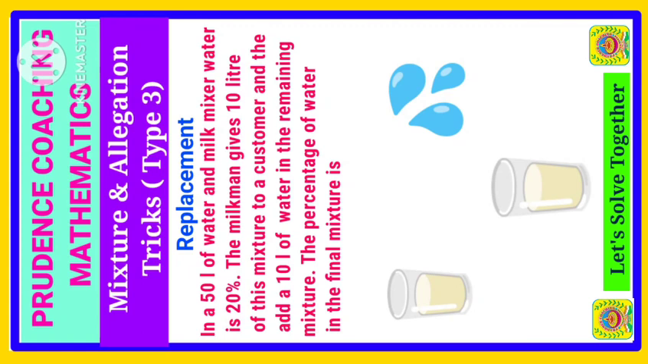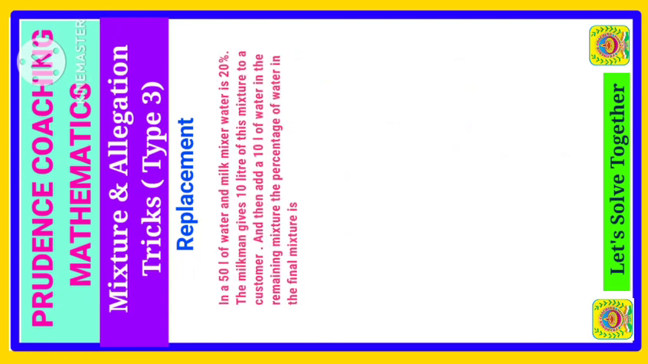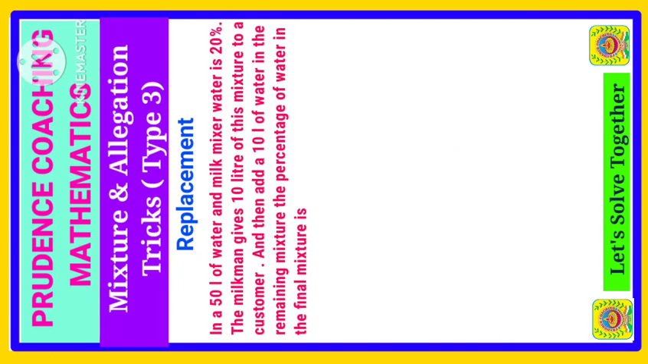That means the ratio is not going to change. And then he added 10 liter of pure water in the remaining mixture. After giving 10 liter, 40 liter was remaining, and in that he has added 10 liter of pure water. So now he is adding something, that means the ratio is going to change. You are asked to find out the percentage of water in the final mixture.